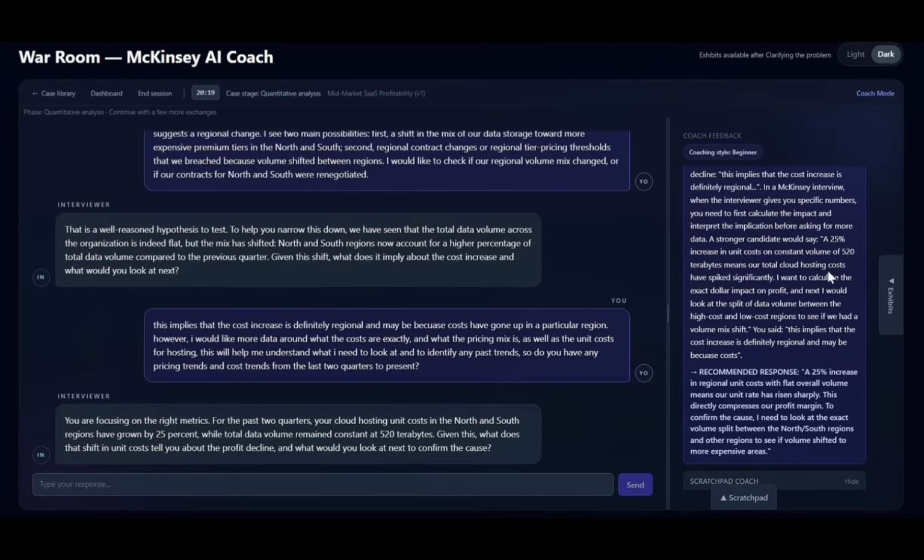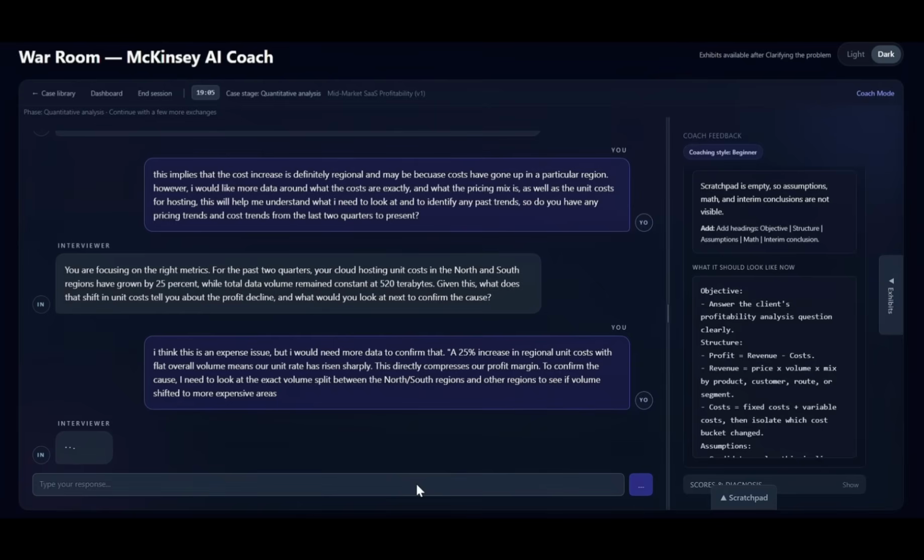Well, it's very clear here that a 25% increase in regional unit costs decreases our profit margins, especially if our storage has remained the same. So we need to look at the exact volume split between North and South so that we can see if volume has shifted to more expensive areas, or so that we can see where exactly our expenses are coming from.